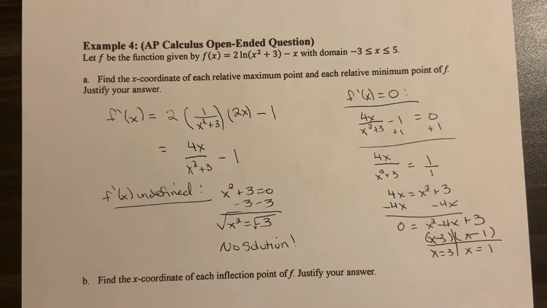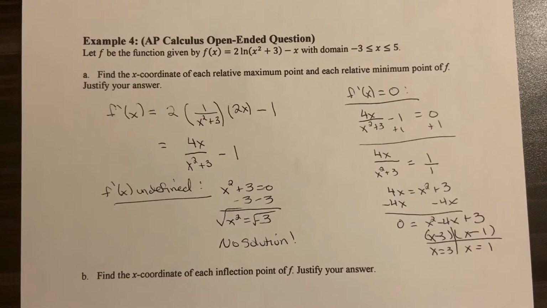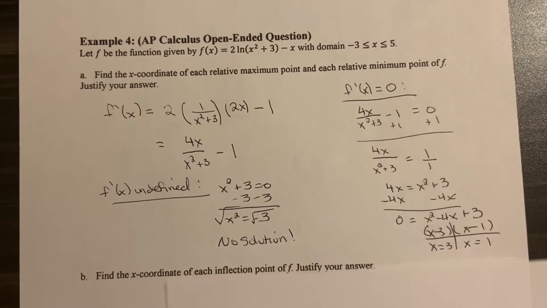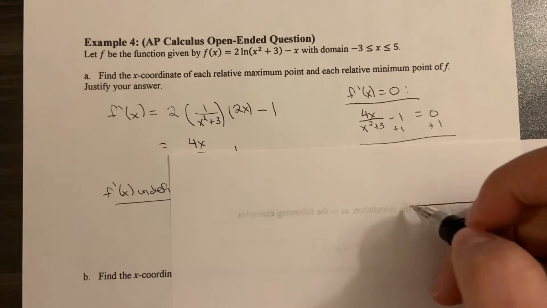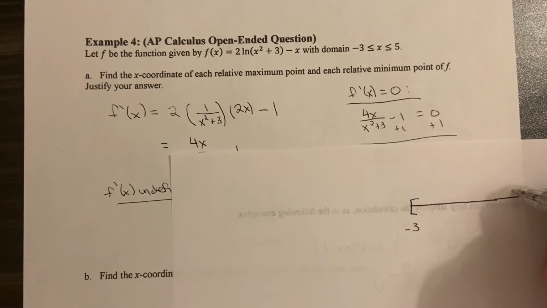Okay. So what I would do from that point is I would do my test points. Now, I kind of ran out of room. Actually, here, I'll flip this paper over. So you're going to do this. Now, they only want it between -3 and 5.